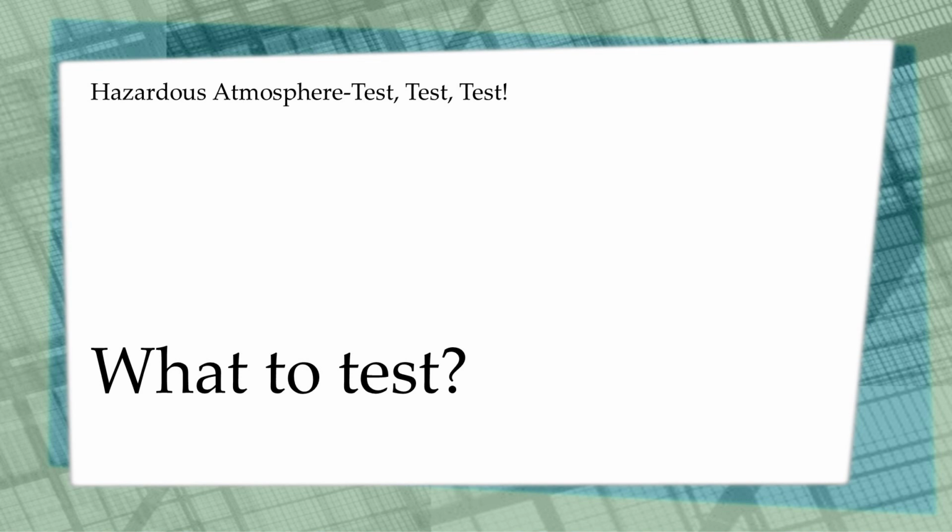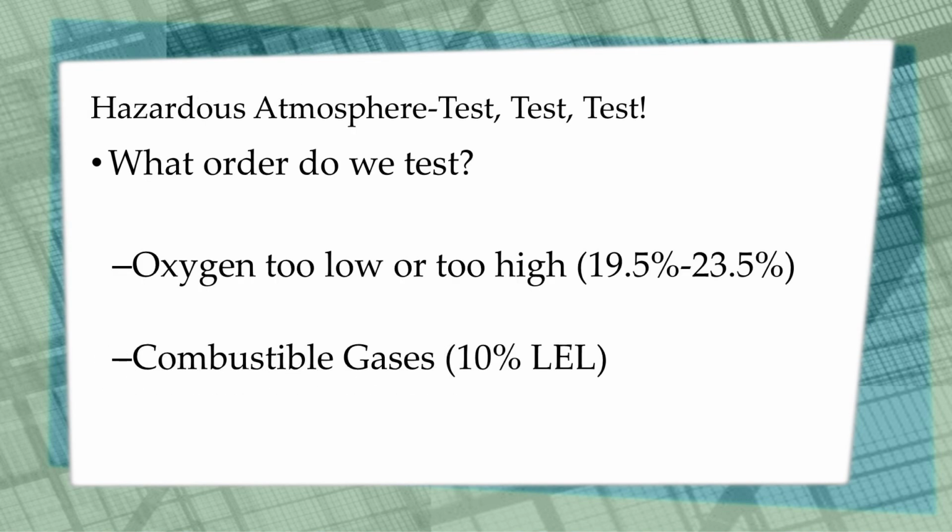So what do we test for? What are the tests? What do we need to look for? Well, we have a certain order we need to test in. And most monitors do this pretty well, especially those that are meant to test for confined space areas as well as trenching areas. The first thing you always need to establish is there is the right amount of oxygen for a person to enter a confined space or enter an area.